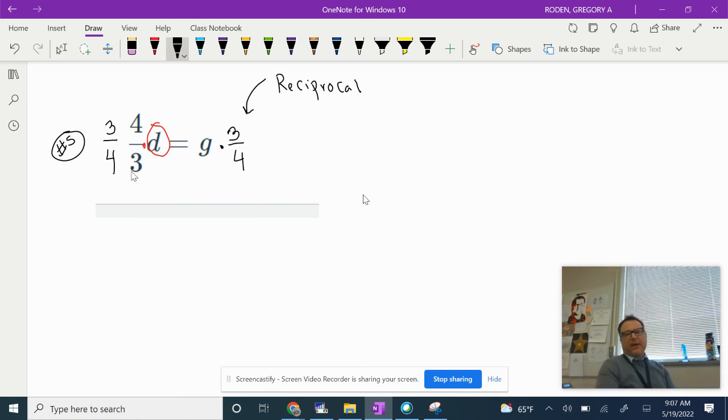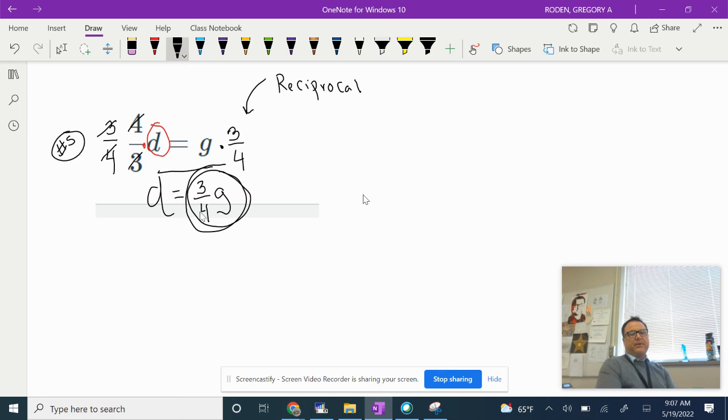Okay, to get rid of a fraction, you multiply both sides by the reciprocal. So when you do that, 3 will cancel 3 on this side, 4 will cancel 4 on this side, and now you're just left with D. So your final answer is going to be D equals 3/4 G, because we like to put the number in front of the variable.